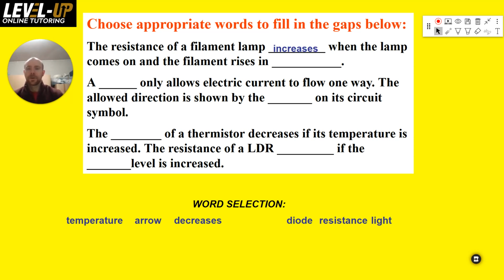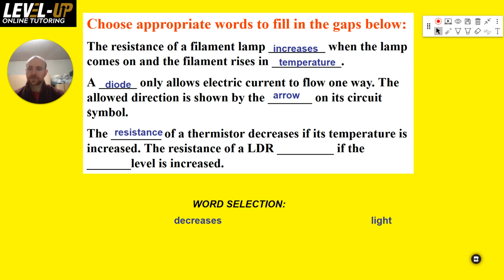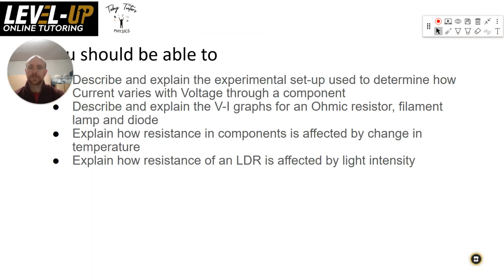So the resistance of a lamp increases when a lamp comes on and the filament rises in temperature. That's why the resistance increases. A diode only allows electric current to flow in one direction. The allowed direction is shown by the arrow on its circuit symbol. The resistance of a thermistor decreases if the temperature is increased, and the resistance of an LDR decreases if the light intensity is increased.